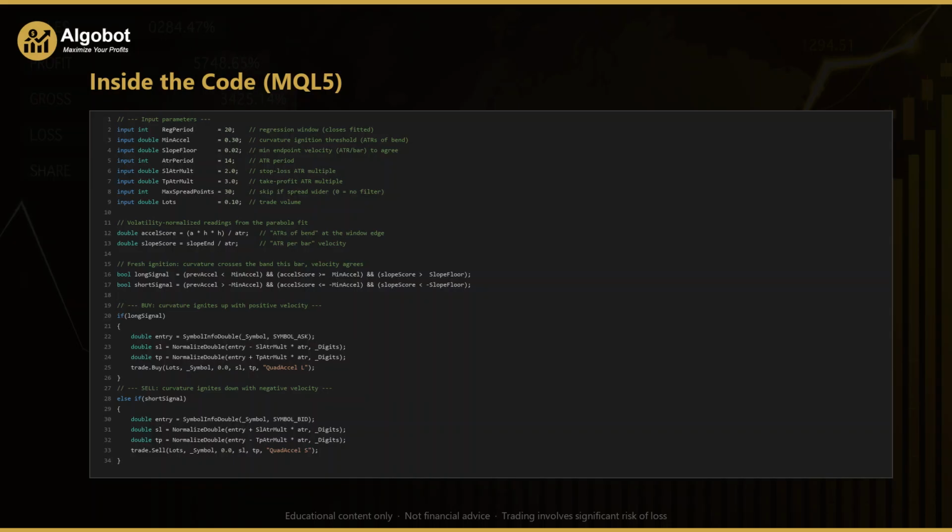When the long condition is met, the strategy reads the ask price, sets the stop-loss SLATR multiple times ATR below entry, and the take-profit TPTR multiple times ATR above it, and calls trade.buy. When the short condition is met instead, it reads the bid price, places the stop above entry and the target below, and calls trade.sell. Both sides use the same ATR-based risk logic, simply in opposite directions. That symmetry is the whole idea. One acceleration test governs both buying and selling.